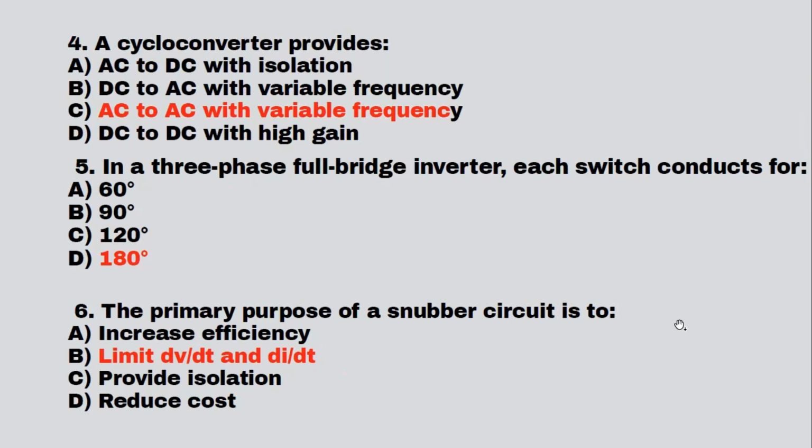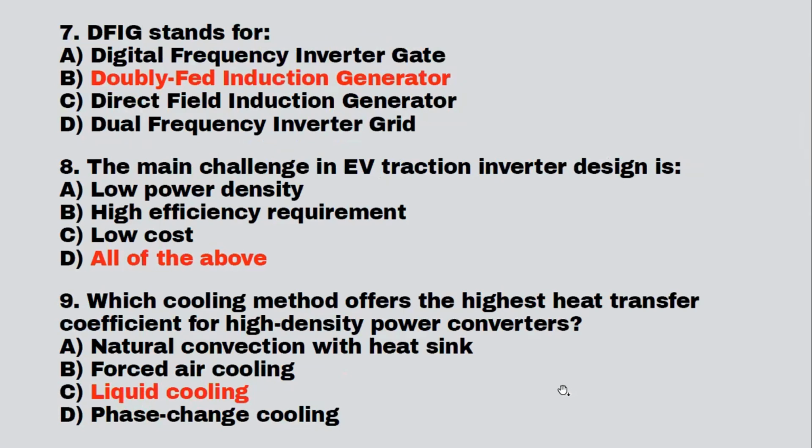All right, now we go to the 6th one. The primary purpose of a snubber circuit is to limit dV/dt and dI/dt. This is the correct answer for question number 6. Seventh, DFIG stands for what? It stands for doubly fed induction generator.